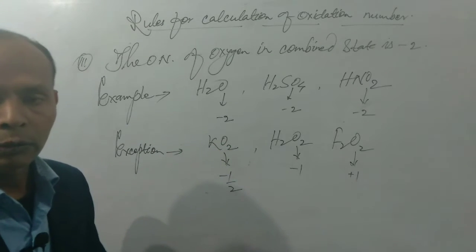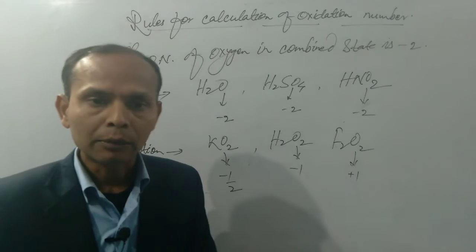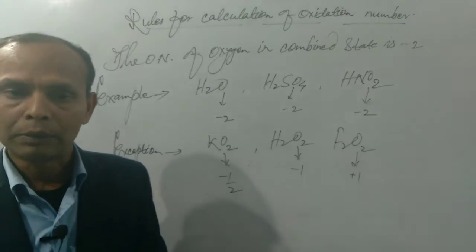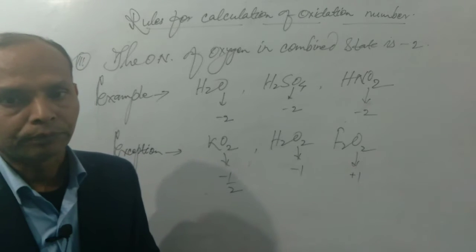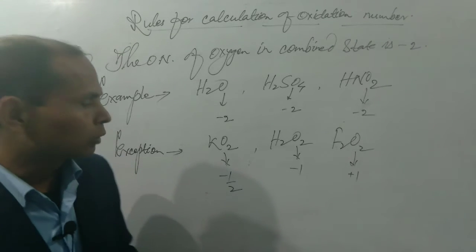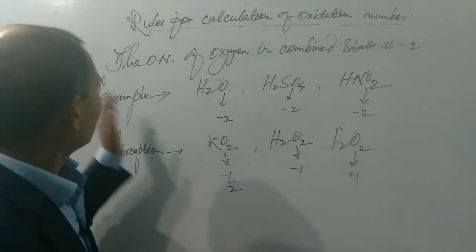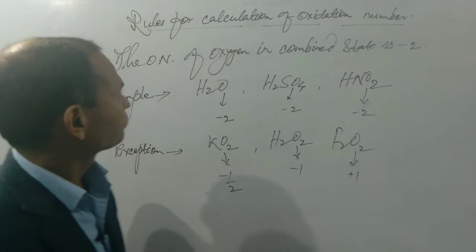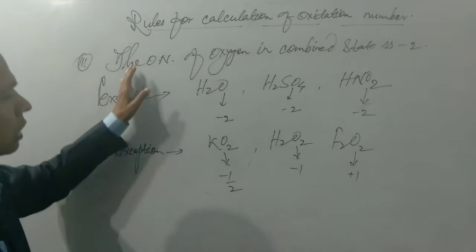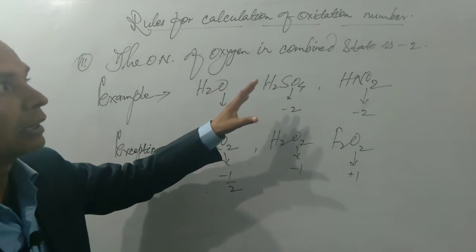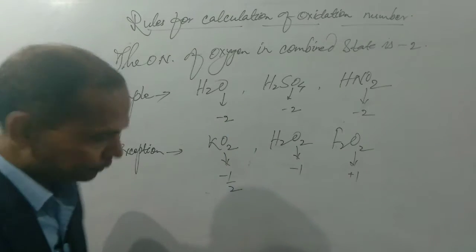So, another rule which tells us in any compound the sum of the oxidation states of every element in a compound is found to be 0. On the basis of this rule, we have to calculate the oxidation state of different elements. So, the third rule which tells us that the oxidation number or oxidation state of oxygen in combined state is -2 unit.